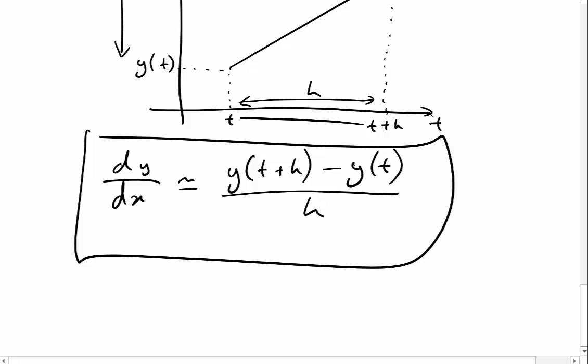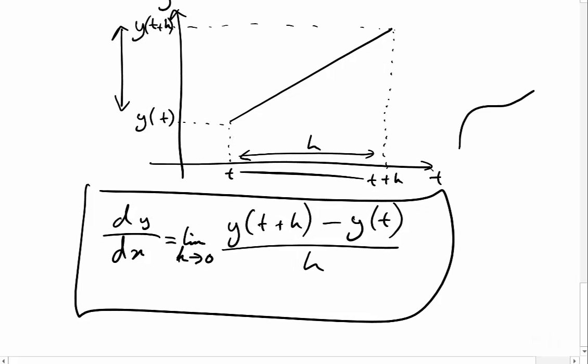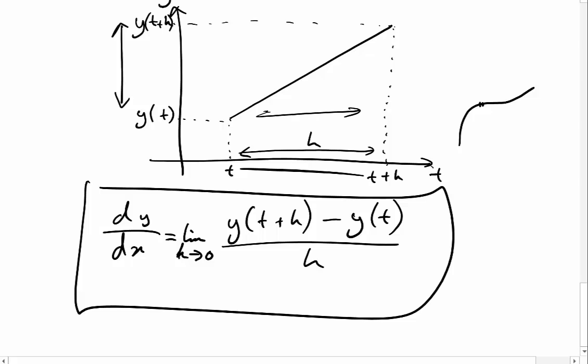Of course, if it's truly differentiation from first principles, if I want to make this exact, I have to write the limit as h approaches zero. So I have to show that h is getting smaller and smaller, that we're considering such a small section of the curve that it's practically zero. So this section here is getting smaller and smaller.